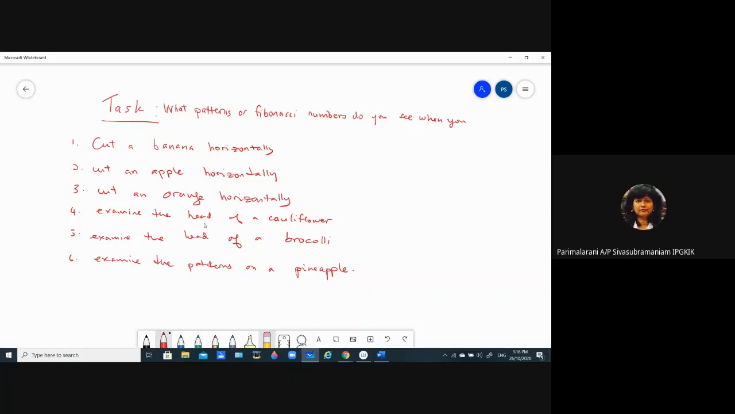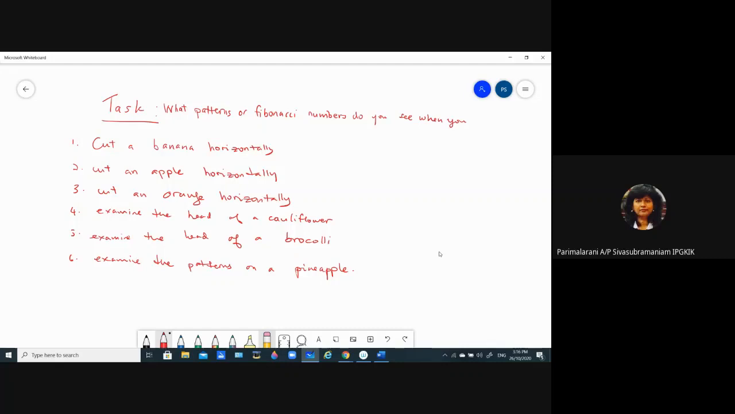And then examine the head of a cauliflower. If you have a cauliflower, look at the head and see what you see. Are there numbers or is there a spiral that you can see? If you can see a spiral, then count the number of spirals. The same thing with the head of a broccoli. And also examine the patterns on a pineapple. Take a pineapple and look at the spirals.